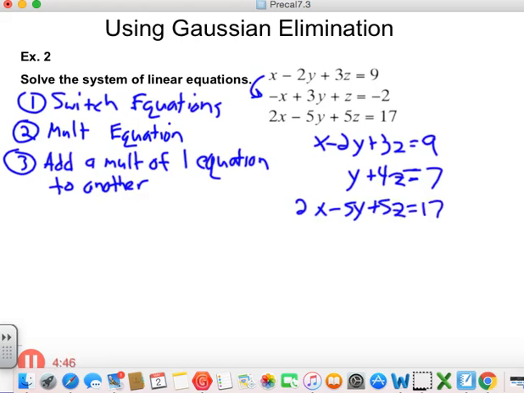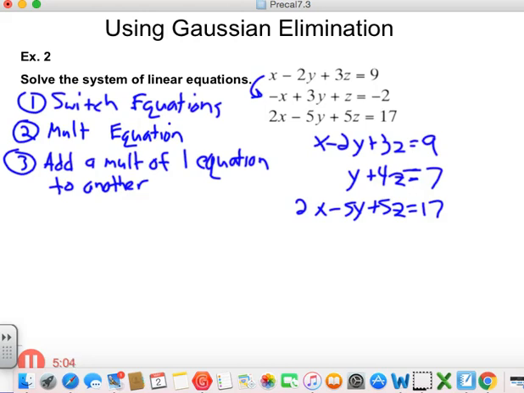Okay, so that's one of the steps we can do, right? We can add a multiple of one equation to another. So that's what we did right there. We just added that first equation to the second. Now, if you need to, you can always add a multiple of it. So you can multiply it by a number and then add it in order to cancel one of the variables out.